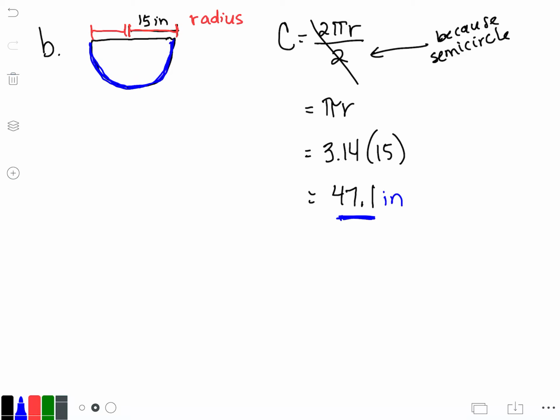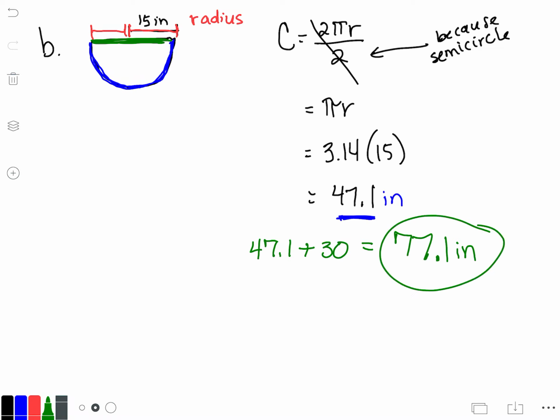So we also need to include the rest of it, and I'll use green again, going this way. So if we know that the radius is 15, then all the way across would have to be 30. So our last step could be 47.1 plus 30. And we have 77.1 inches. That would be this entire green space here now. Your perimeter all the way around on the outside of your semicircle.